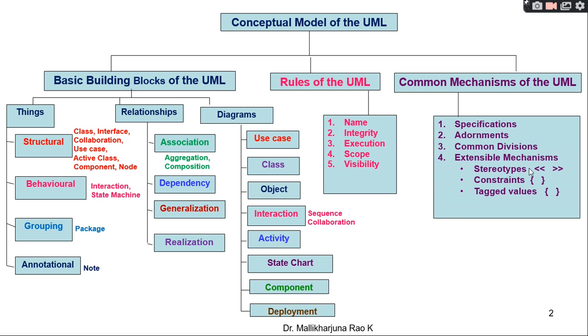Stereotypes are represented like this, with guillemets. Constraints are represented like this. Tagged values are represented like this. There is a difference between constraints and tagged values. The representation is the same, but tagged values always come with a name. Constraints you can write any way.